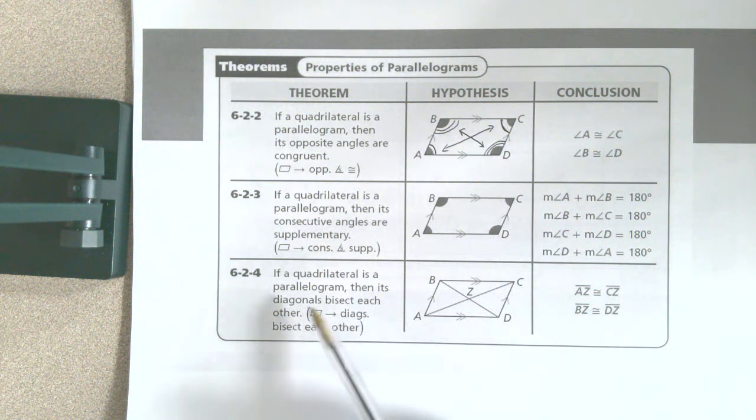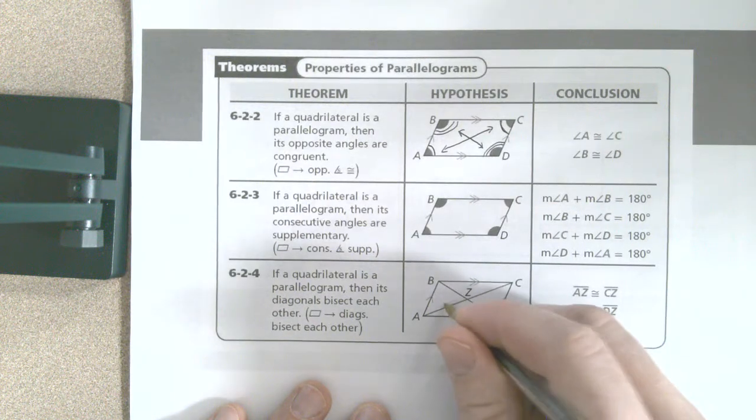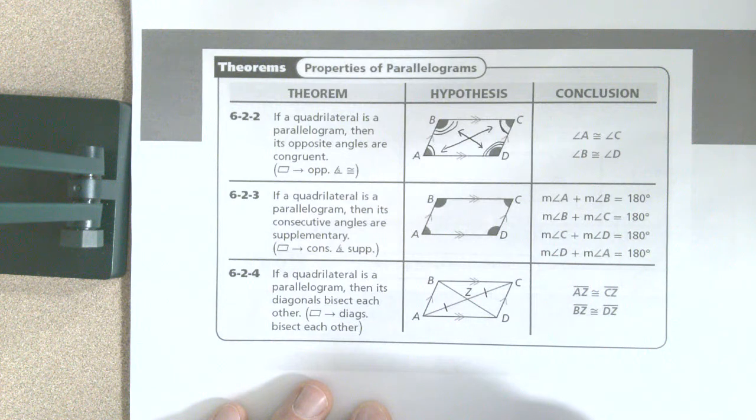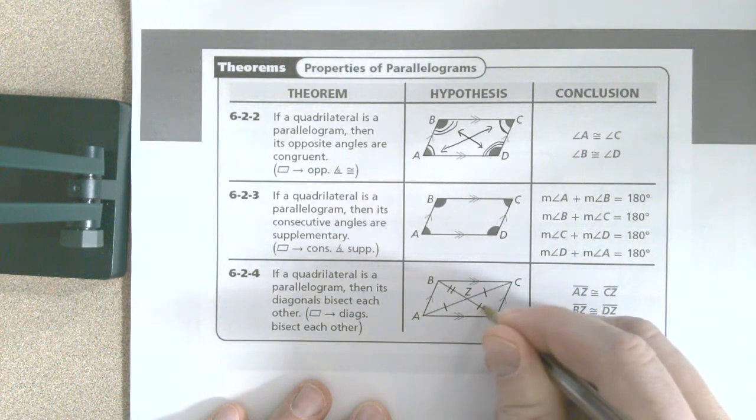Then our last property says if it's a parallelogram, then the diagonals bisect each other. So what that means in this picture is that AZ is going to be the same length as CZ, and BZ is going to be the same length as DZ.